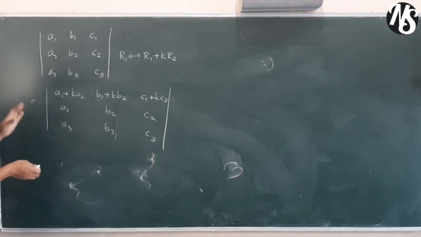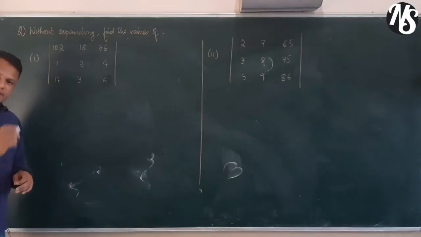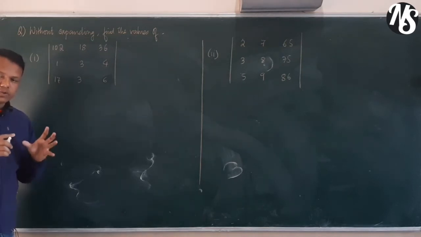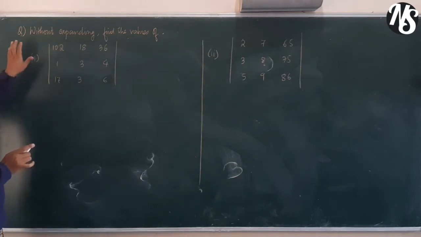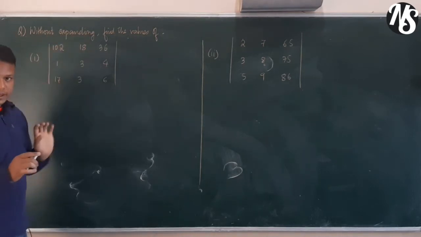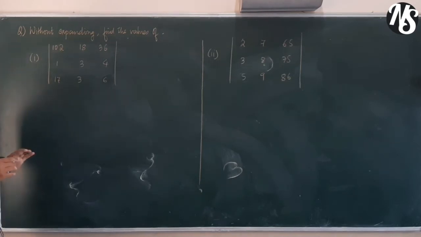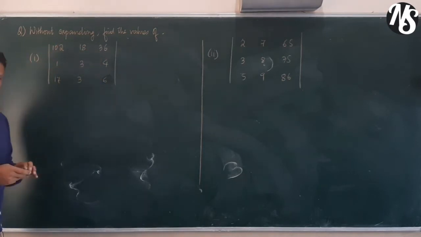Having understood these many properties, let's see a few problems from your exercise. Now let's use the properties that we have just learned to solve some problems. The problems where you need to apply properties will be given in this format. They say "without expanding," which means you have to apply the properties you have learnt. So without expanding, find the values of these. Let's see how to do this.